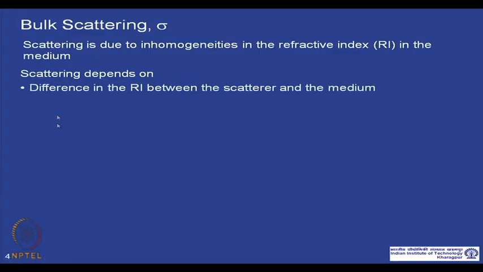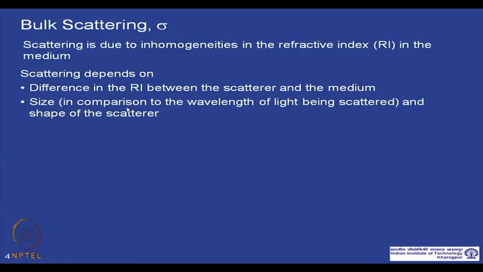So, for scattering to happen, two conditions have to be met. One, there should be a difference in refractive index between the scatterer and the medium. Obviously, if there is a particle present in the medium whose refractive index is the same as the polymer refractive index, then there won't be any scattering happening.